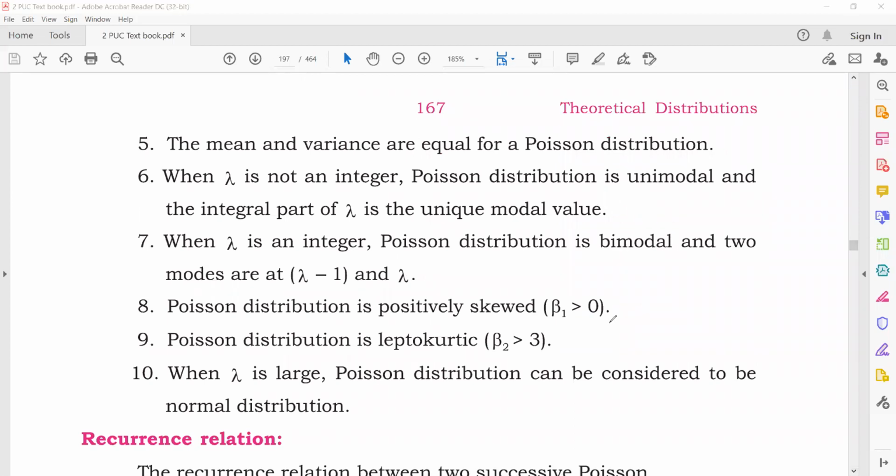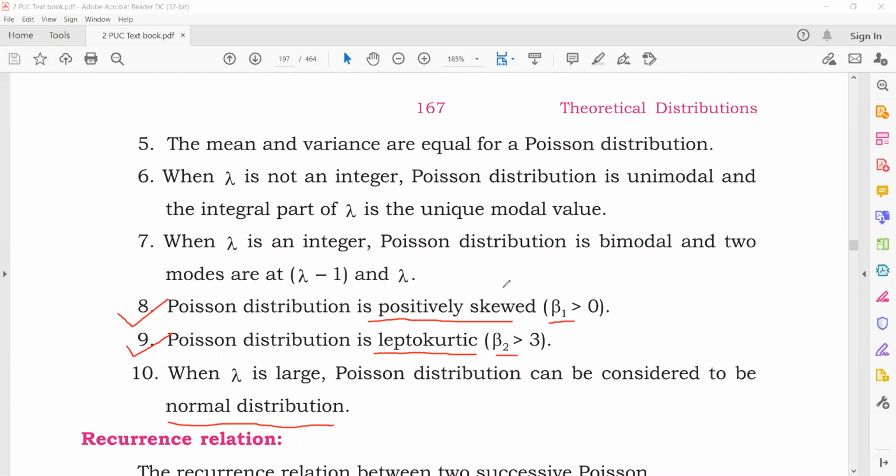So that's why we have to study what is this normal distribution, because most of the variables, though it is discrete, it can be studied under a distribution called as normal distribution. And just remember these two properties also. Poisson is always positively skewed. Poisson is always leptokurtic. Skewness is measured using beta 1. Kurtosis is measured using beta 2.